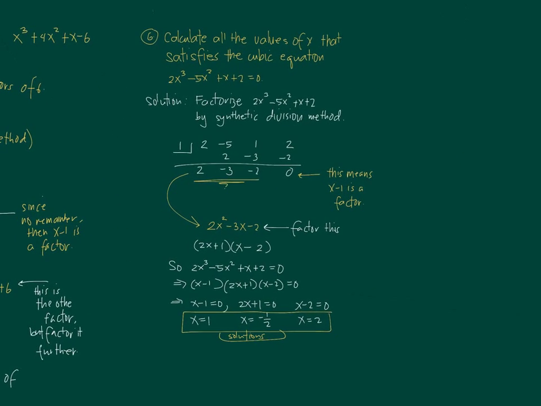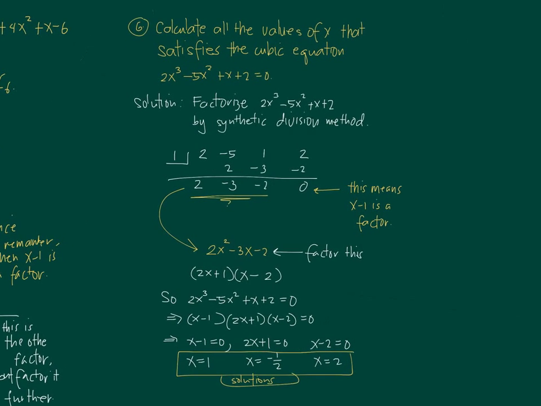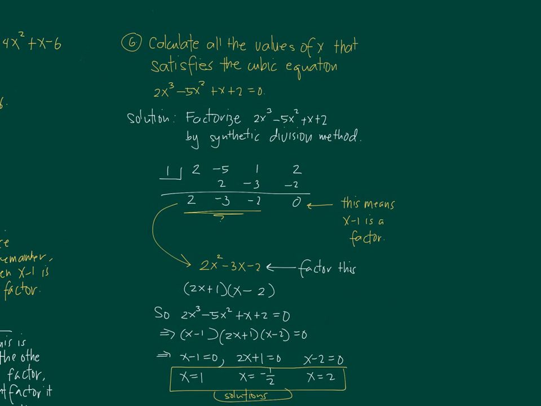Okay, finally we move to number 6. This is calculating the values of x that satisfy the given equation 2x cubed minus 5x squared plus x plus 2 equal to 0. The procedure is very similar to factoring an expression, because factoring is actually part of the solution. So what you need to do is factorize the left side.